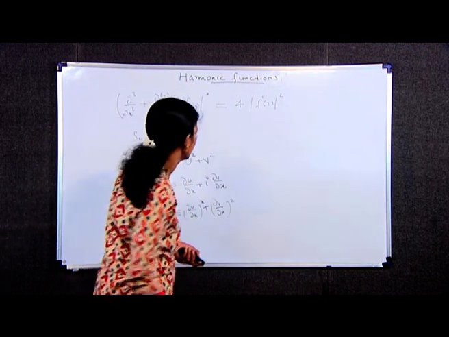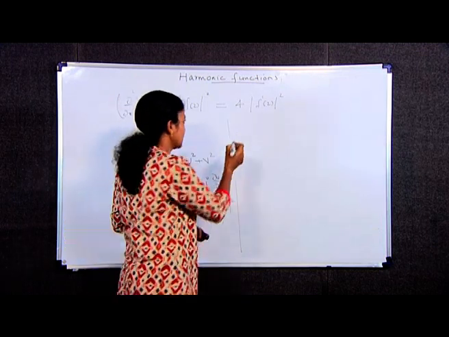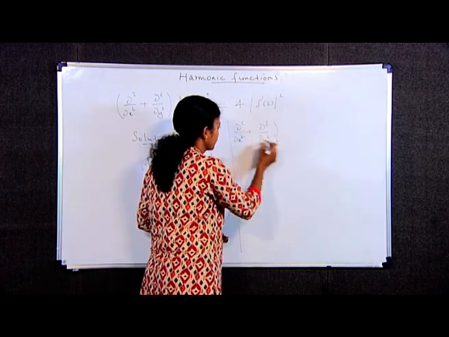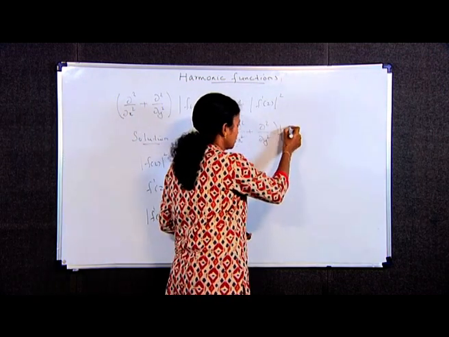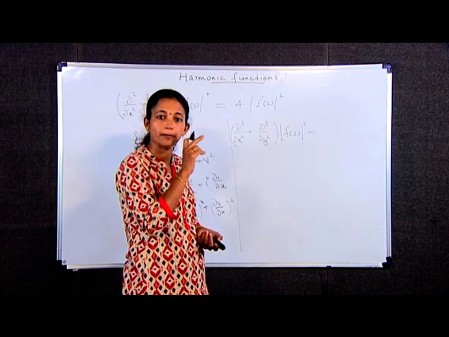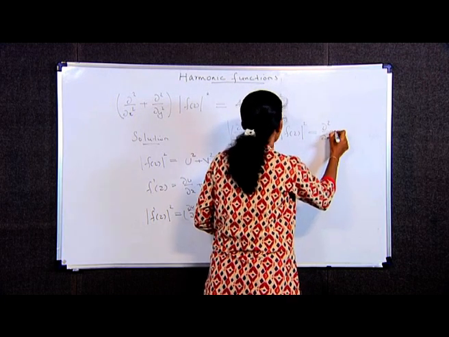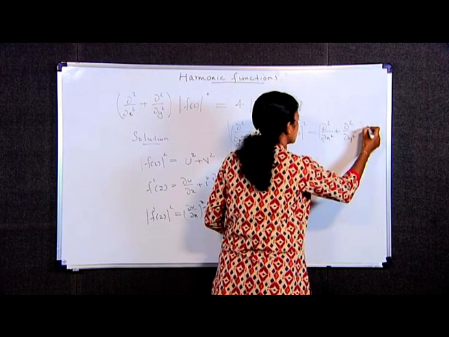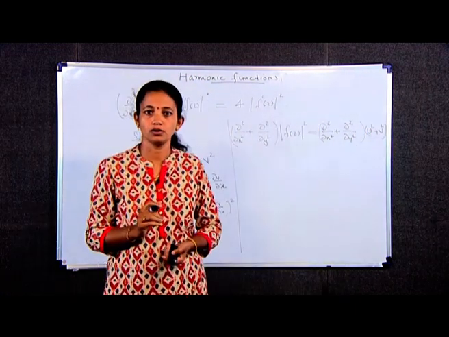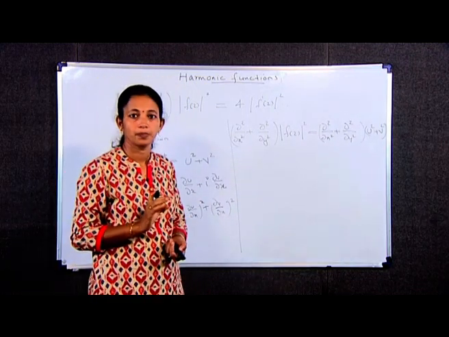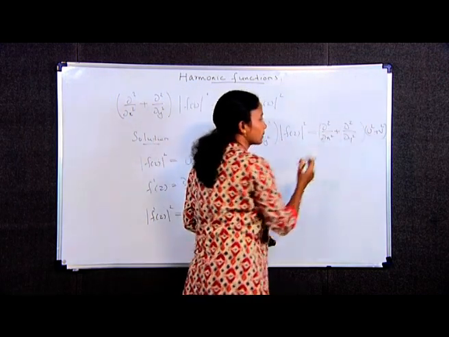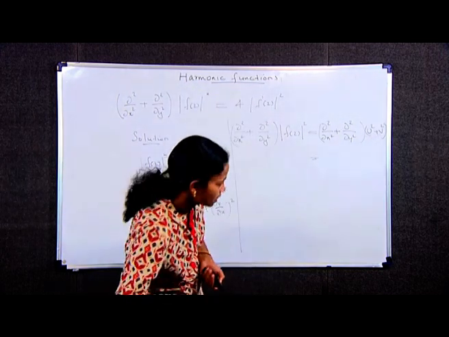Also we have (∂²/∂x² + ∂²/∂y²) |f(z)|², which is equal to (∂²/∂x² + ∂²/∂y²)(u² + v²), which is equal to ∂²/∂x² (u² + v²) + ∂²/∂y² (u² + v²).